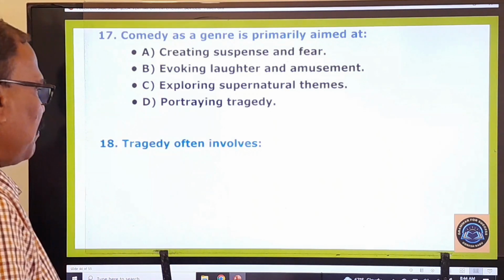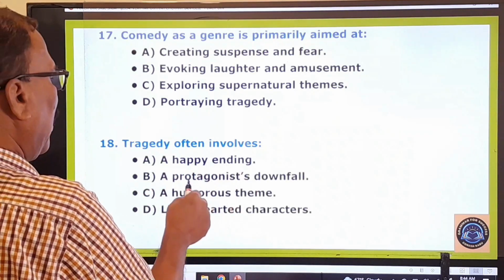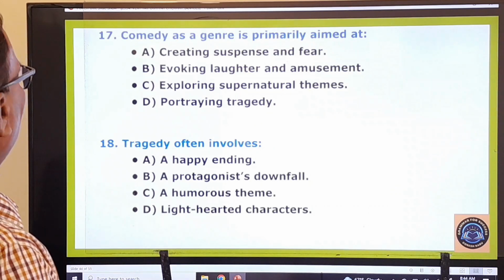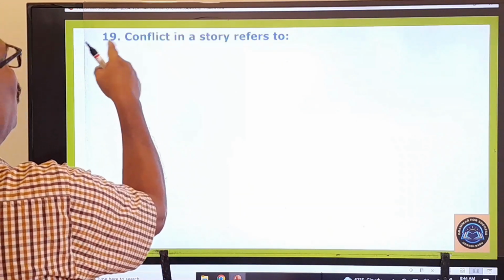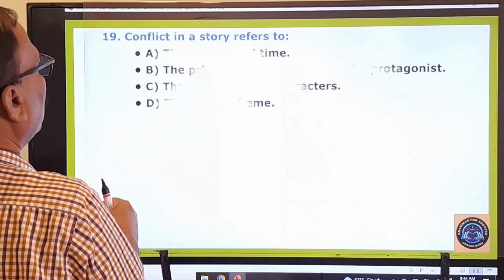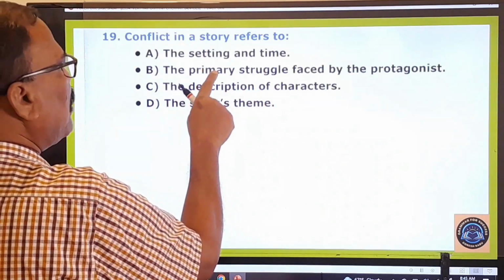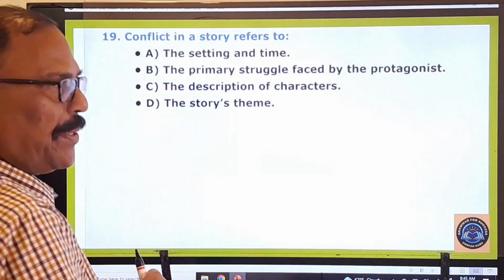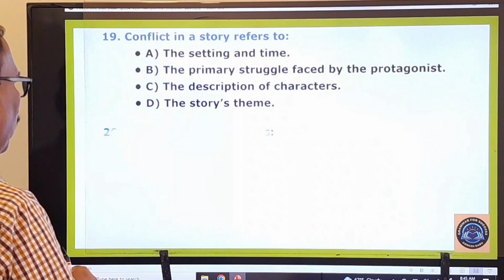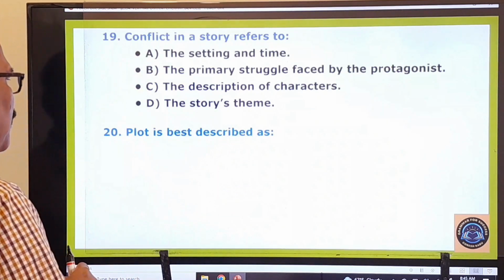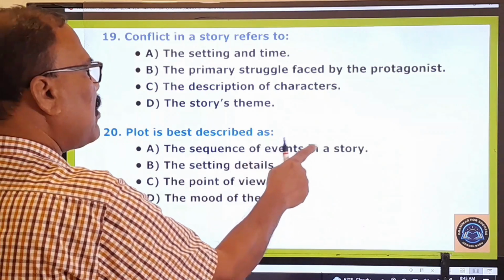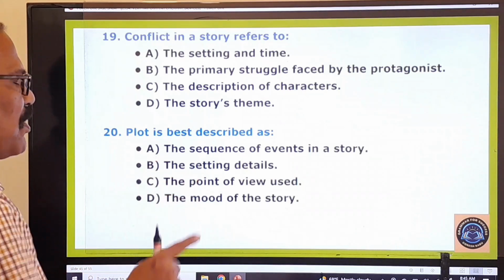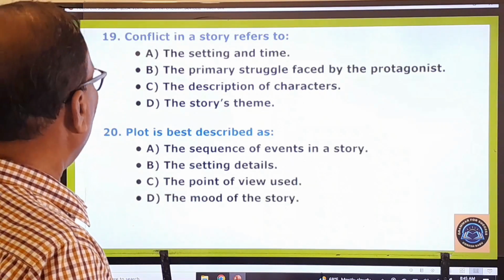Tragedy often involves a happy ending, a protagonist's downfall, a humorous theme, light-hearted characters. Right. Now you go to other questions. 19th one, conflict in a story refers to the setting and time, the primary struggle faced by the protagonist, the description of characters, the story's theme. Right. Next question. Plot is best described as the sequence of events in a story, the setting details, the point of view used, the mood of the story. Now you move on to other questions.